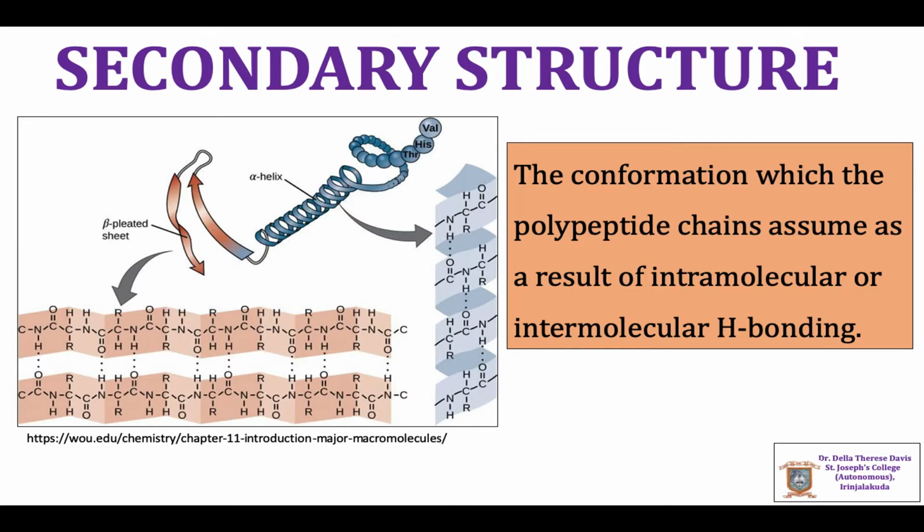In beta pleated structure, there is intermolecular hydrogen bonding. The polypeptide chains lie side by side in a zigzag manner and form intermolecular hydrogen bonding to give flat sheet-like structures. The silk protein fibroin has a beta pleated structure.